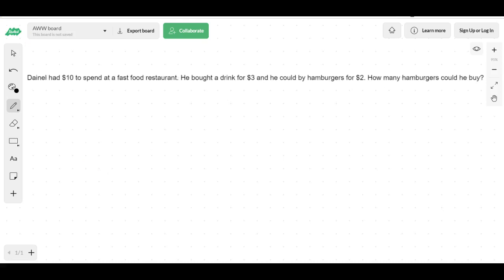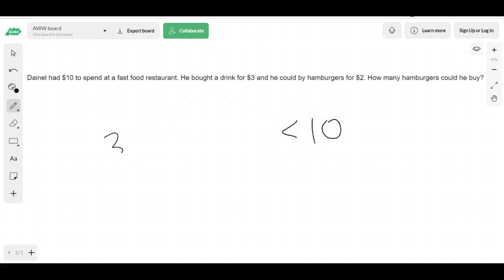So we have this story. Daniel had $10 to spend at a fast food restaurant. He bought a drink for $3, and he could buy a hamburger for $2. How many hamburgers could he buy? So the situation would kind of look like this. If he has $10 to spend, he can't spend any more than $10. So 10 is the most. So we're going to make a sign that way.